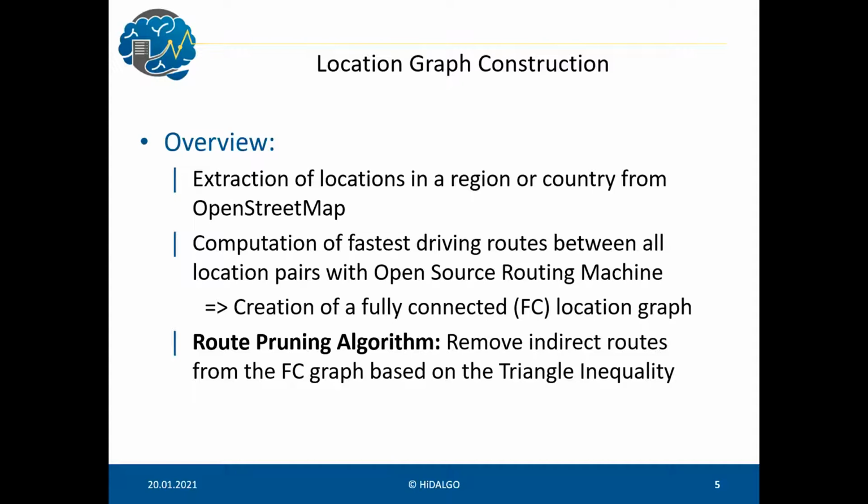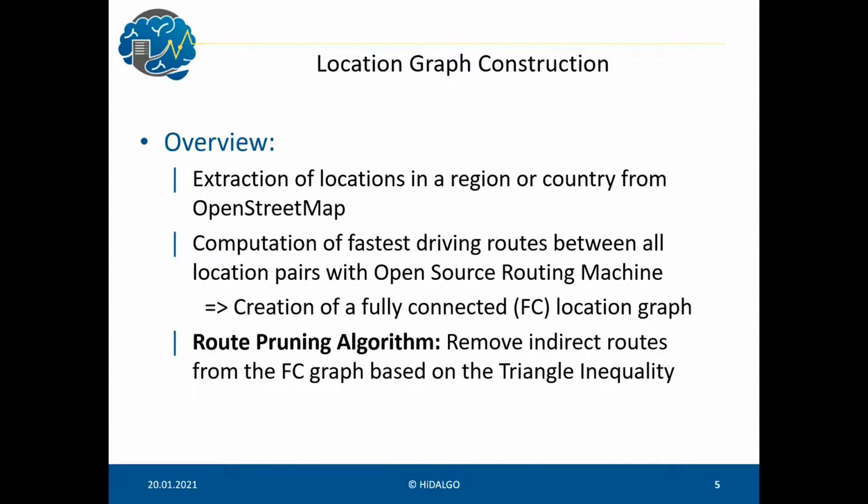In this location graph, there are certainly a lot of indirect routes, and an indirect route in our case is a route where, when you go from one location to another location, you are going through a third location somewhere on the way. The goal is now, with our route pruning algorithm, to remove these indirect routes from this fully connected graph. This is being done with the triangle inequality.